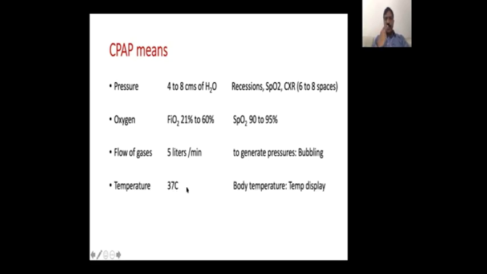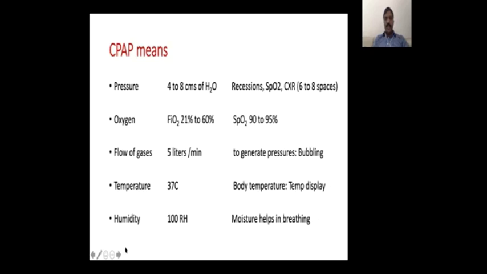Temperature: the gases should reach the nose at 37 degrees Celsius, which is the body temperature. How do we know that? The humidifier should always display 37 degrees on the monitor there. Humidity should be 100% relative humidity when the gases are reaching the nose. And this moisture will help better airway maintenance, better function of the airway, better mucociliary function, lesser chance of infection, lesser airway resistance. And the gases should be reaching the nose at 100% relative humidity.